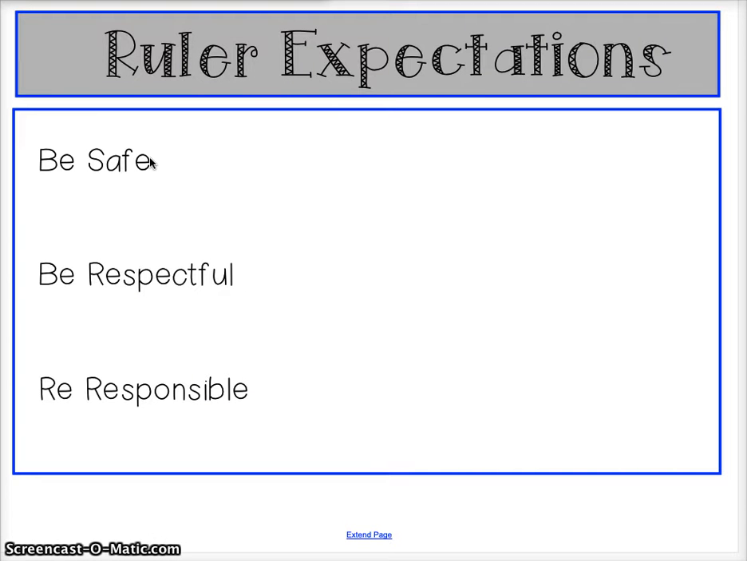Ruler expectations. It is important that when we use the tools in the classroom, we are being responsible with them and that everybody is safe. So when we are using rulers in the classroom, the expectations are that you are being safe with them, you are being respectful with them, and you are being responsible. If you are using the ruler for the reason that it is being used for, you should not have any problem following the expectations.